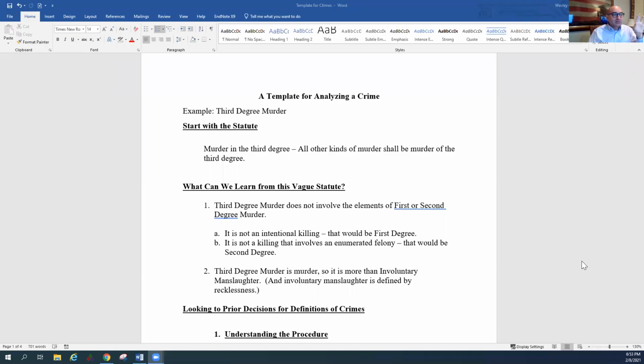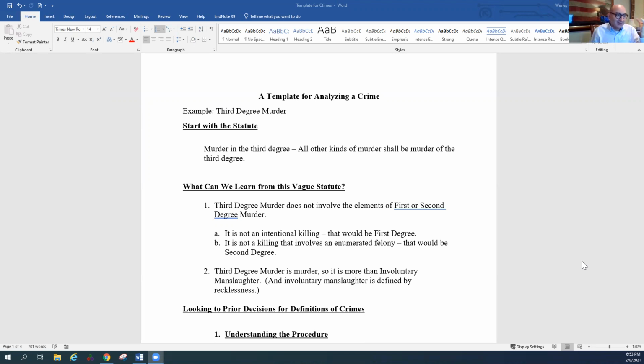So I wanted to use that as an example. I'm going to share my screen with you. I'm going to put this on Charter Course so you'll have access to it. I want you to take a look at this thing that will be on Charter Course. You can find it in the third degree murder node, and you can find this video, obviously, in the third degree murder node. So this is sort of a template for how to think about looking at a statute.